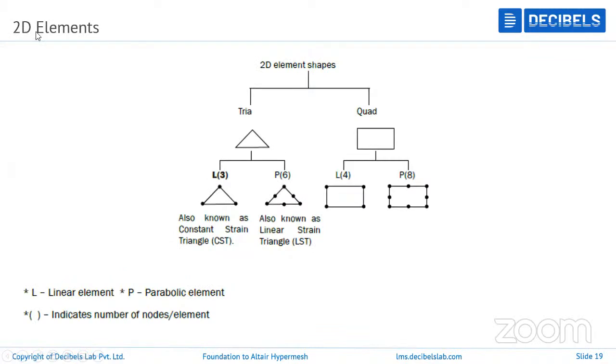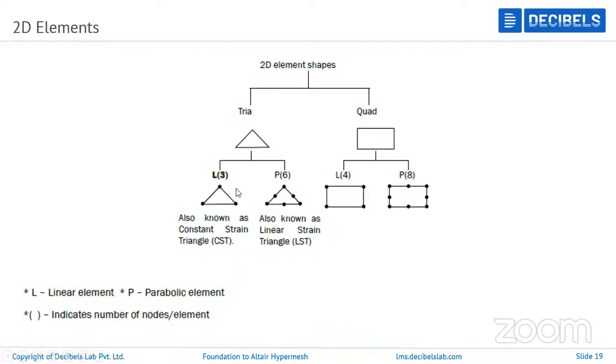Next comes the 2D elements. Basically we have two shapes of elements: one is a tria shape and the other is a quad shape. In 2D, tria means there are 3 corner nodes, whereas quad means 4 corner nodes. This is a 3 corner node and this is a 4 corner node. And this tria is subdivided into 2.